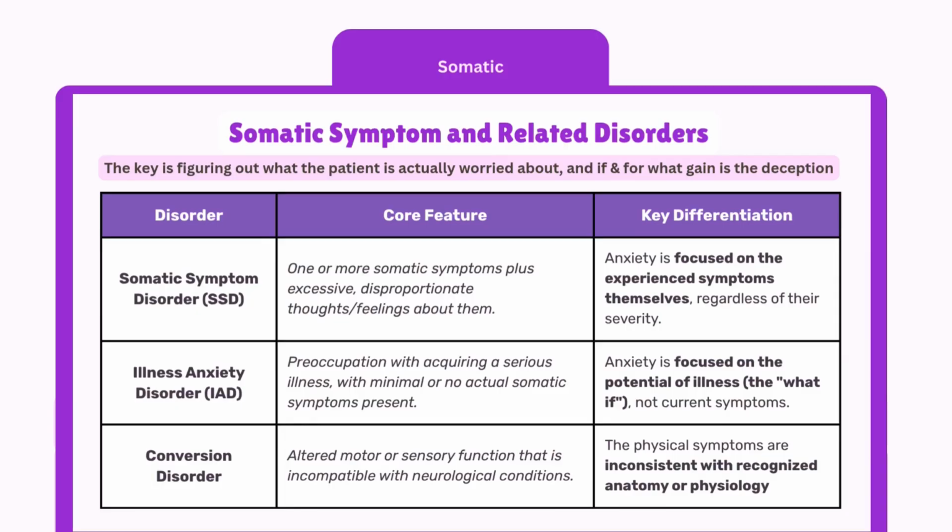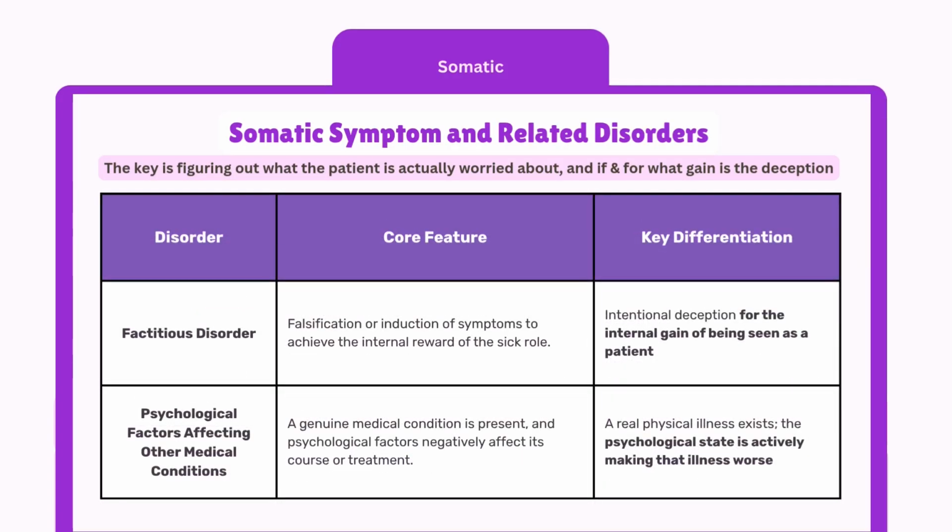Next up is factitious disorder. This involves the falsification or induction of symptoms associated with identified deception to achieve the internal reward of the sick role. For example, a nurse repeatedly injects herself with insulin to cause low blood sugar, requiring hospitalization in order to just be cared for as a patient.